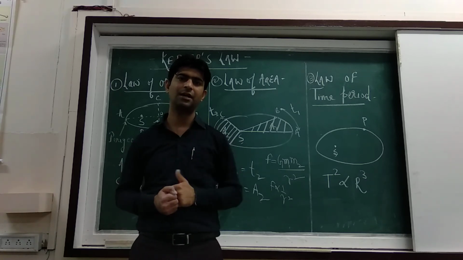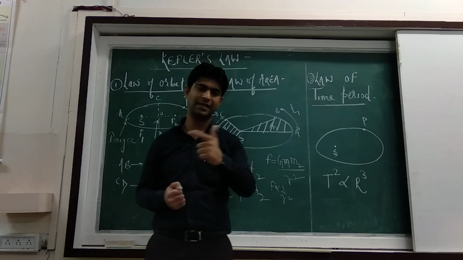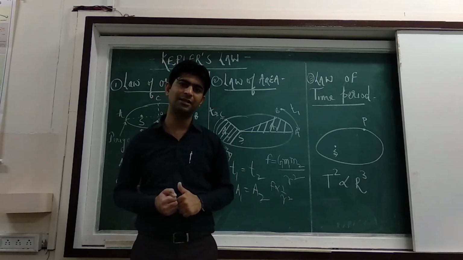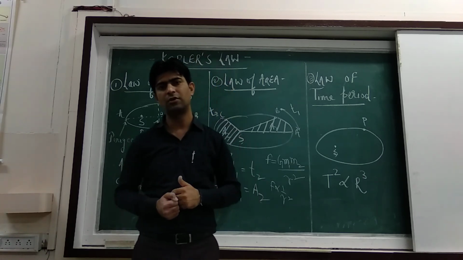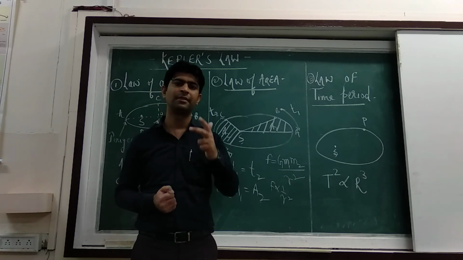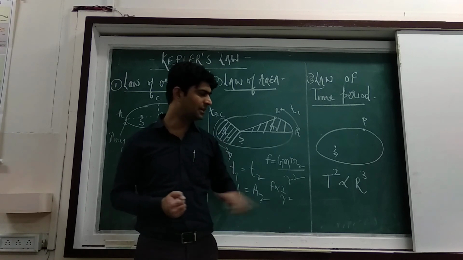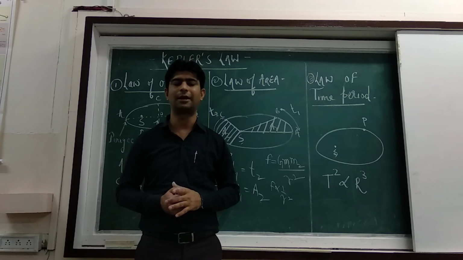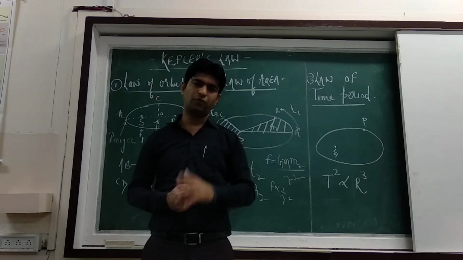Law of orbit says that the planet revolves around the sun in an elliptical orbit with the sun at one of its foci. The second law, the law of area, says that the line joining the sun and the planet sweeps out equal area in equal interval of time. The third law, that is the law of time period, says that the square of the time period is directly proportional to the cube of the average distance, that is r here, between the sun and the planet. So this is all about the basics of Kepler's laws of planetary motion.